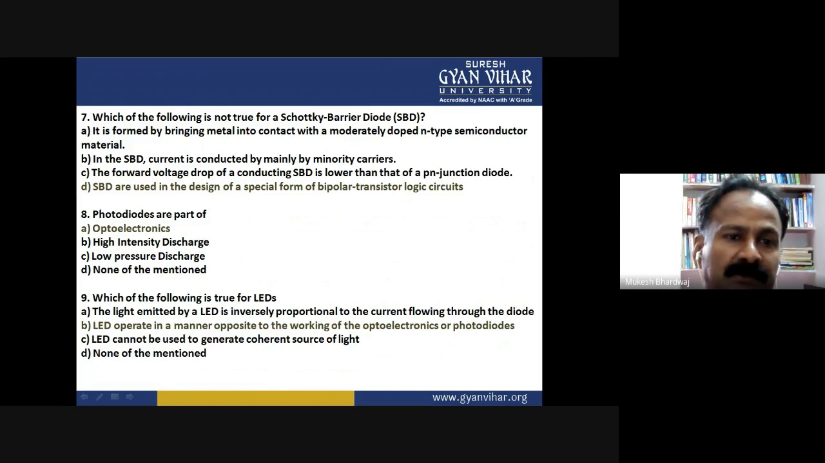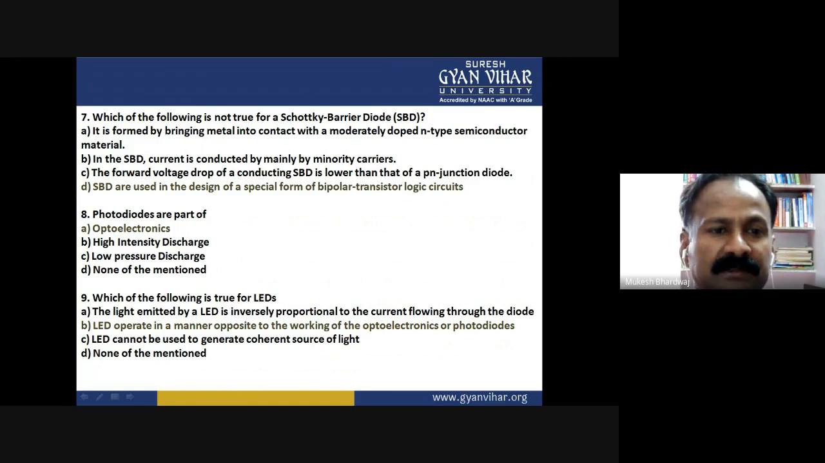So which of the following is not true for Schottky barrier diode? The Schottky barrier diode is not designed for special form of bipolar transistor logic circuit. Basically, it is used for high switching circuits. So option D is not true for Schottky barrier diode.